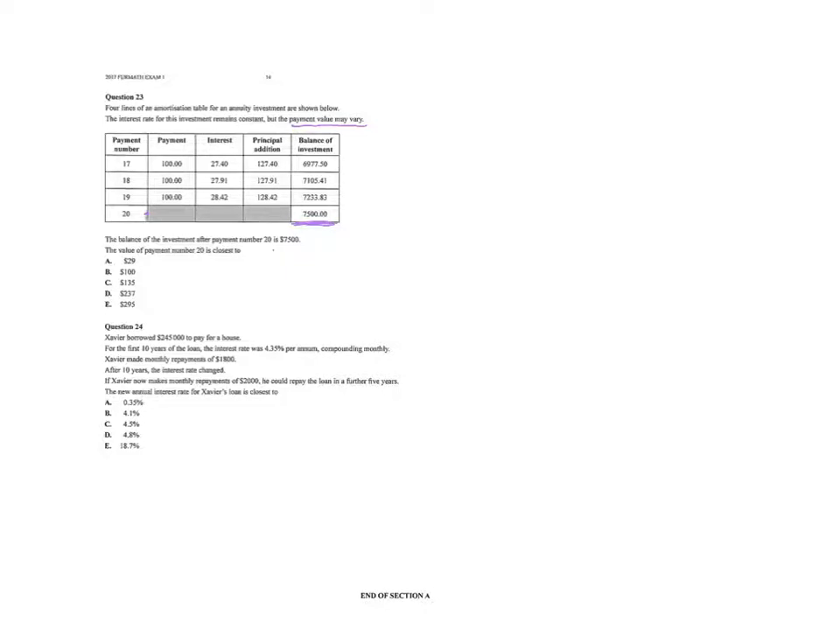So we need to work this out. And they've just told us that it could be different. So we're going to have a look. To work this out, this is an investment. So to work out how much the payment is, if we knew what the principal addition is, so the principal addition is what was added to the loan to get it up to the new balance.